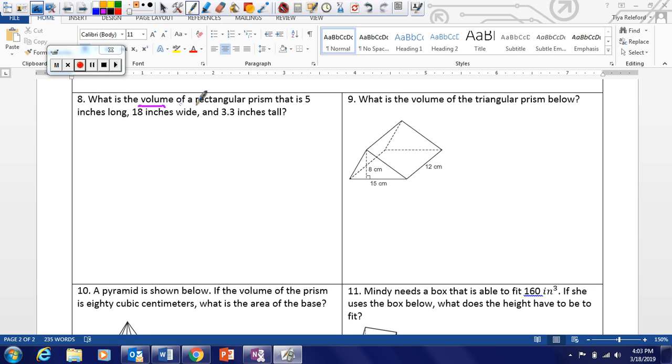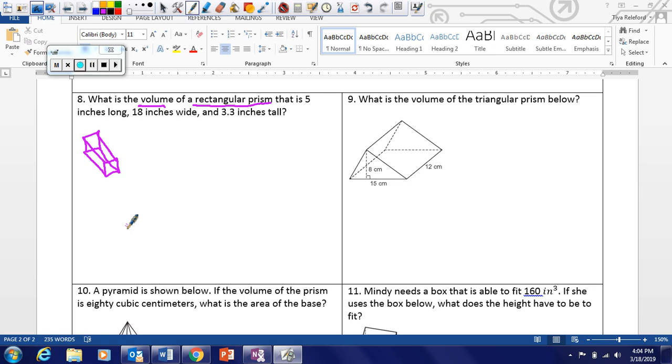Number 8 asks for the volume of a rectangular prism. It does not give you one, so you have to draw your own. So I usually draw 2 squares kind of diagonal, or 2 rectangles, and then connect the corners so that it looks kind of like a box. I might even try that again. So rectangle, rectangle, connect, connect, connect, connect.